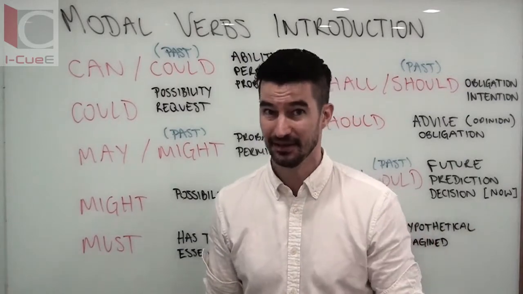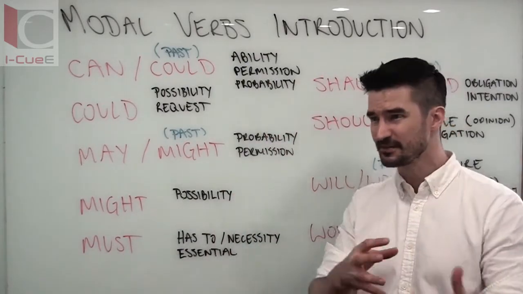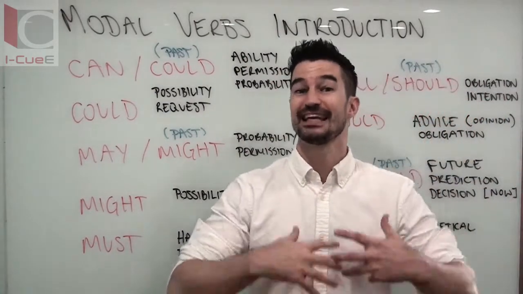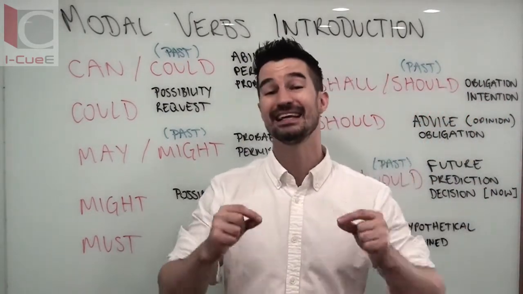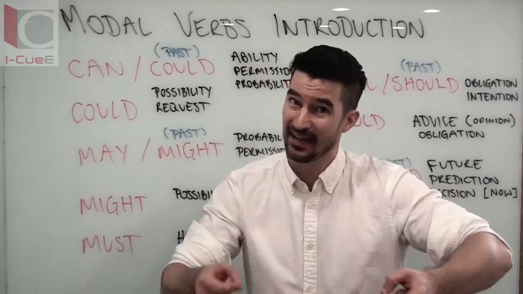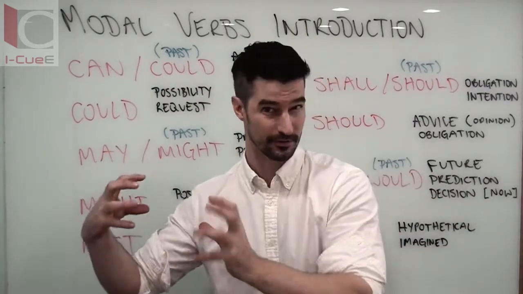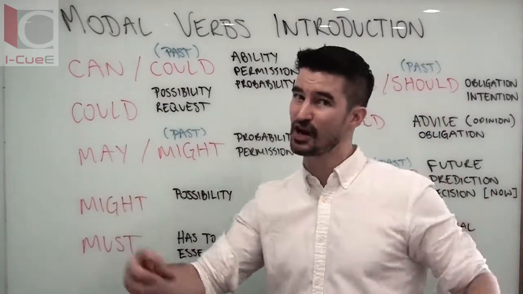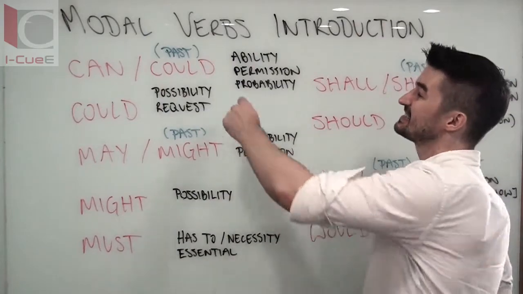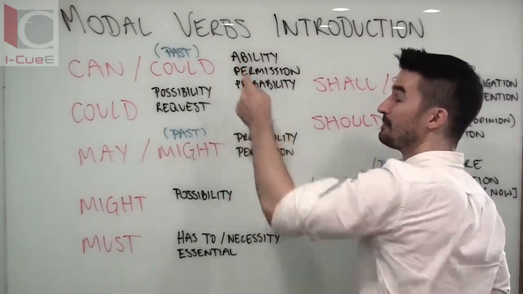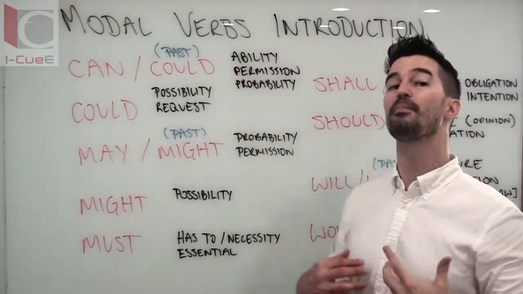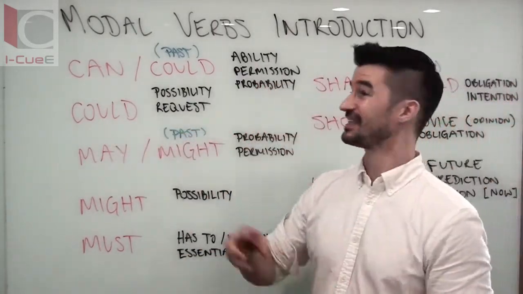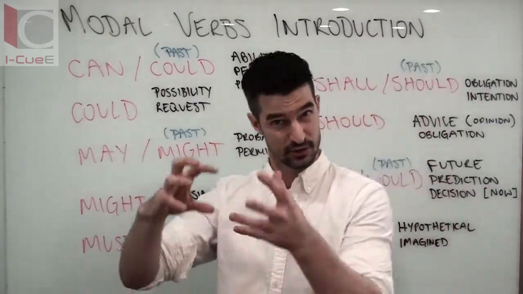Can this happen? Again, having some sort of idea of whether or not there is an ability, or if something can happen, it doesn't mean necessarily that it will happen. That would be a different modal verb. So can, at the beginning of the verb construction, will convey one of these ideas, either ability, permission, or probability.